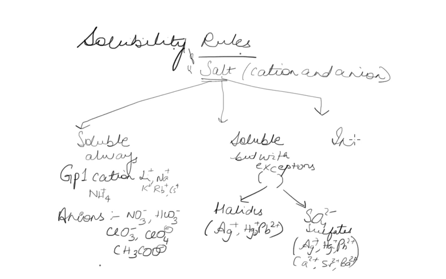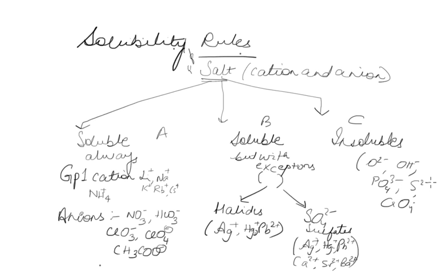The last category is the category of insolubles. So if I did not discuss it in the first category, let's just call that category A, or the second category, which is category B, it would be an insoluble. So let's say if it is an oxide, a hydroxide, a phosphate, PO4 3 negative, maybe a sulfide, maybe a chromate, maybe a carbonate, sulfite, etc.